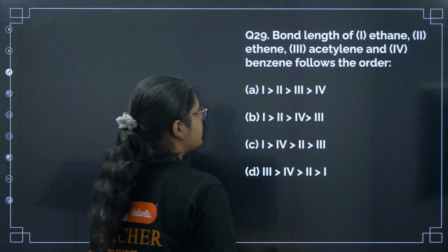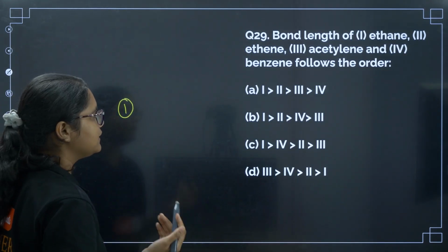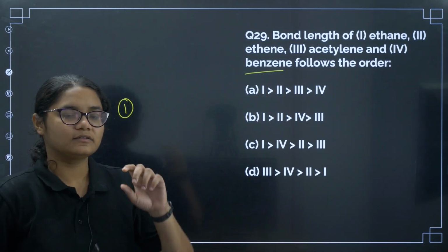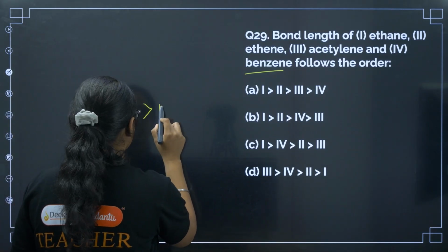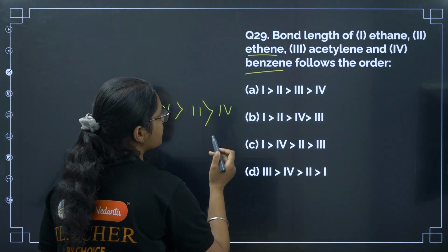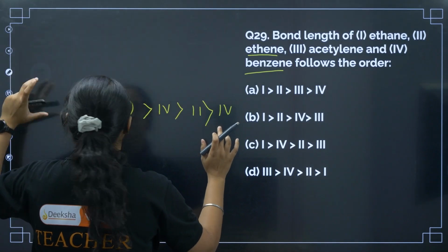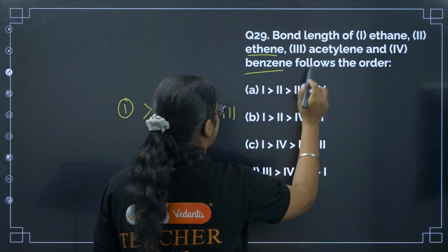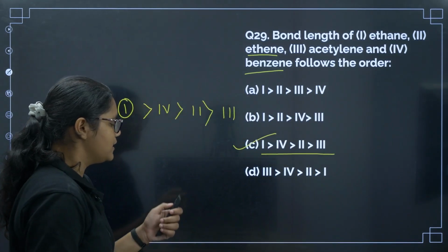Next, bond length of the following. So ethane has a single bond, right? So it will be the largest one. Then ethene, then acetylene and benzene. So benzene has a partial double bond, like its bond order lies between single bond and double bond. So after single bond there will be benzene, and then we will have ethene because of double bond, and the last one will be ethyne molecule. So what is the number for ethyne molecule? Acetylene is 3, right? So we will get 1, 4, 2, 3. Correct answer is option number C.